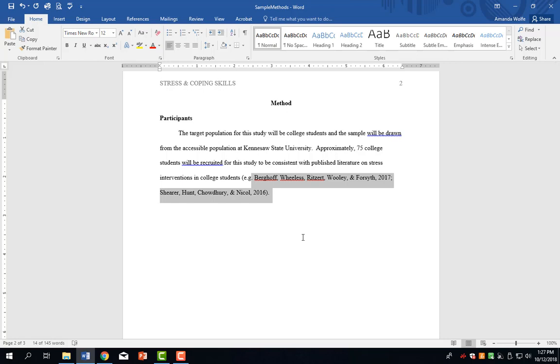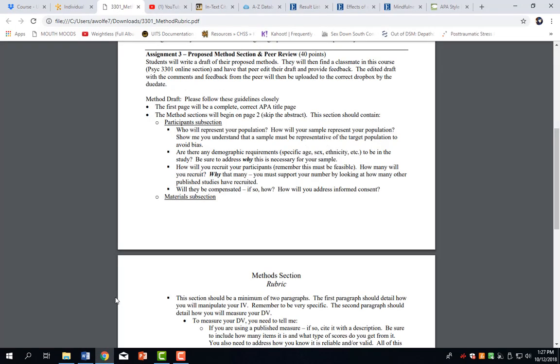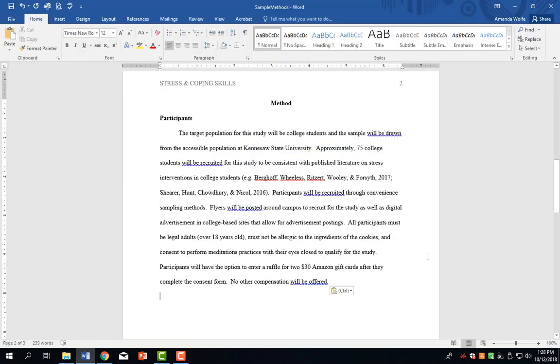It's also what shows me, your instructor, that you've done the background research and that you didn't just grab a number out of the air, that you recognize that the number of people that are in your study is more important than that. The other questions on my rubric are about demographic requirements, how they will be recruited, and how they will be compensated. So here's what I've written.